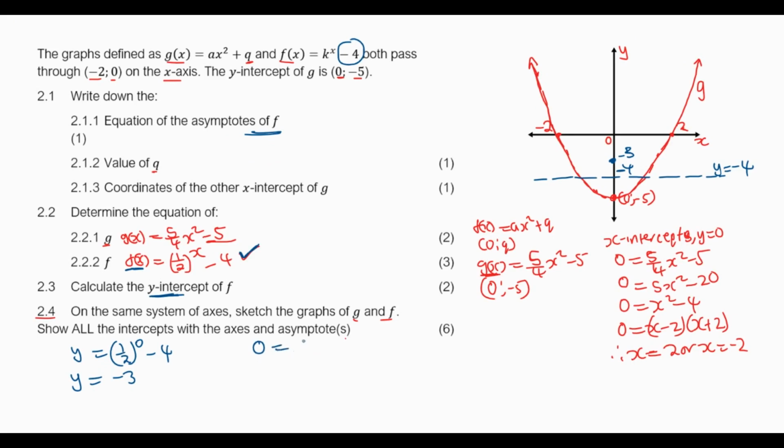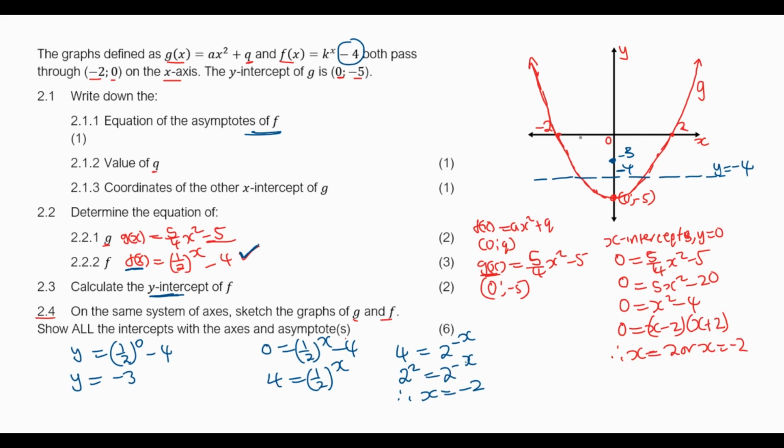0 is equal to 1 over 2 to the power x minus 4. Then you can transpose 4 to the left hand side. 4 is equal to 1 over 2 to the power x. And then 1 over 2 to the power x, remember, is just the same as 2 to the power -x. Then 4 is 2 to the power 2, which is equal to 2 to the power -x. Now the bases are equal, then we can equate the exponents. Therefore, x is equal to -2, because -x is equal to 2.